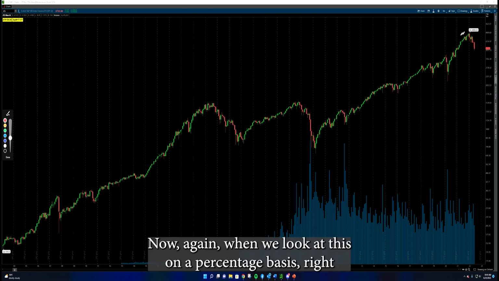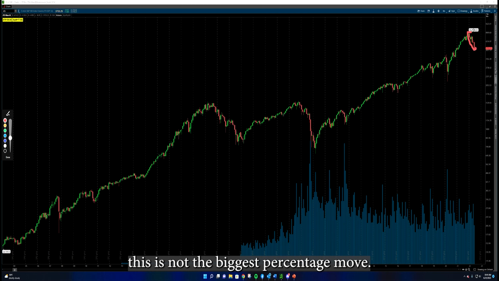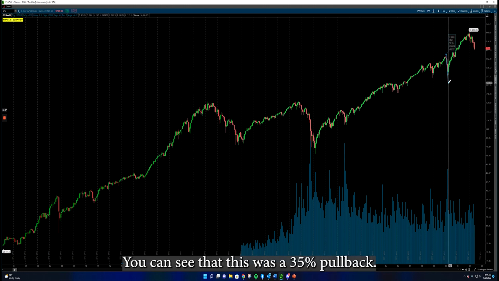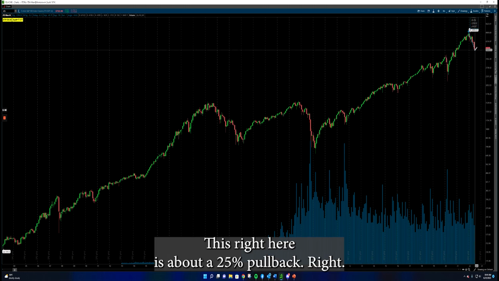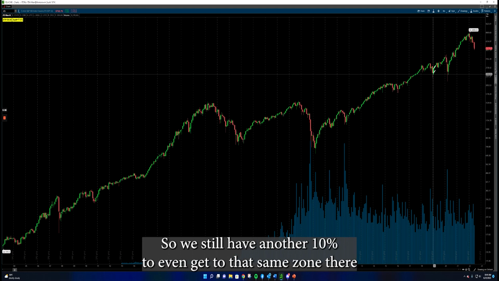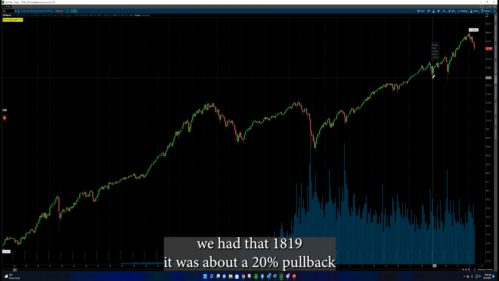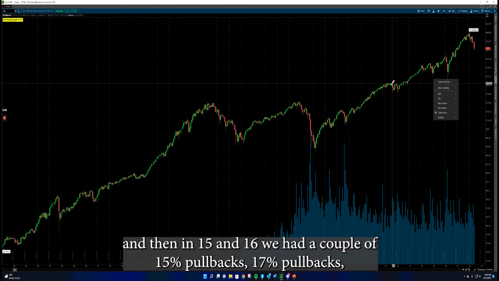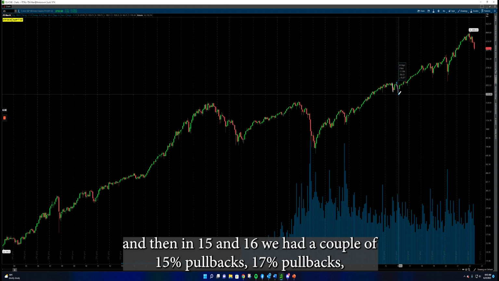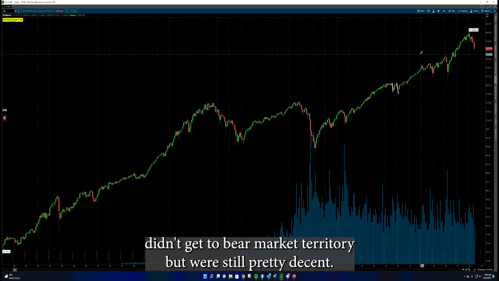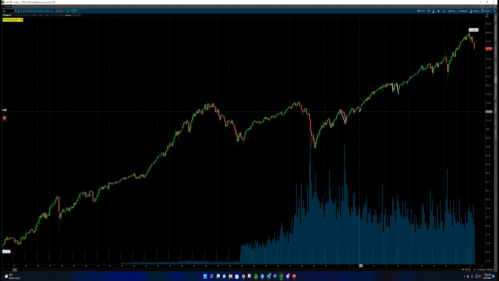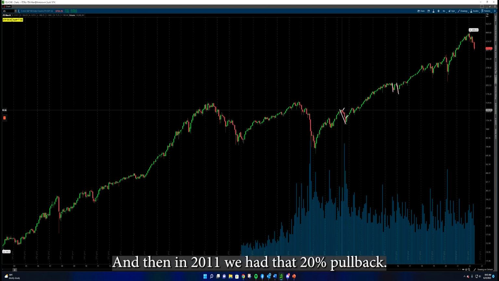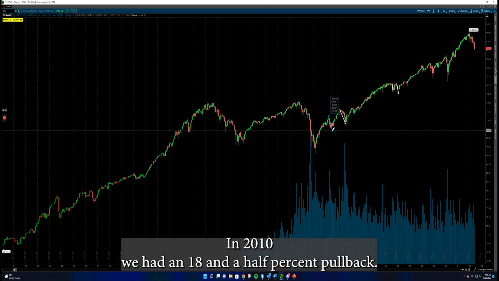Now, again, when we look at this on a percentage basis, right, this is not the biggest percentage move, right? 2020 was bigger. You can see that. This was a 35% pullback. This right here is about a 25% pullback, right? So we still have another 10% to even get to that same zone there. We had that 18, 19. That was about a 20% pullback. And then in 15 and 16, we had a couple of 15% pullbacks, 17% pullbacks. Didn't get to bear market territory, but were still pretty decent. And then in 2011, we had that 20% pullback. In 2010, we had an 18.5% pullback.